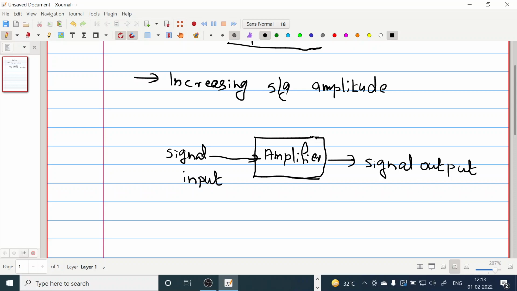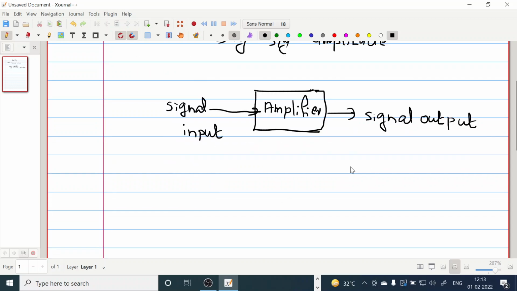So you know the energy conservation principle. Energy can neither be created nor be destroyed. So amplifier itself cannot produce energy. Actually amplifier is taking energy from somewhere and it is giving to that signal input. That is why the signal gets amplified. So from where does the amplifier get the energy? That is the question. It is obtaining from a DC power source.